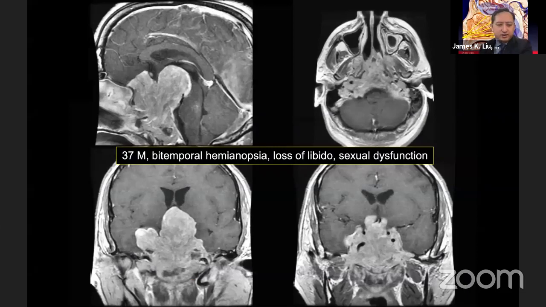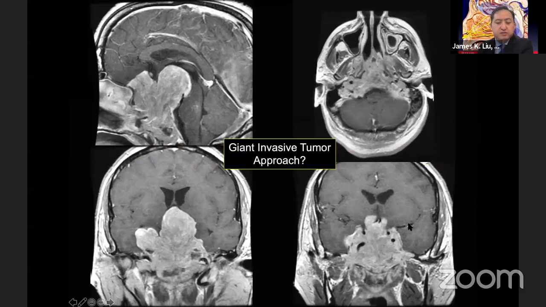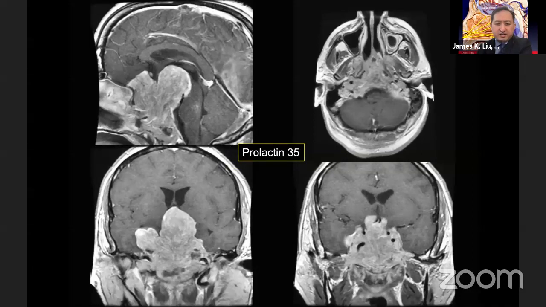Now, let's take a look at this large tumor. This is a 37-year-old male with bitemporal hemianopsia with this large tumor. What would be the best surgical approach for this giant invasive tumor? And I know I've asked this in many panels, and I've gotten a number of answers of extended approaches or transcranial approaches or transtemporal approaches. But I think we always have to remember to take a step back whenever we see a parasellar region lesion. We've got to remember to check the prolactin level.